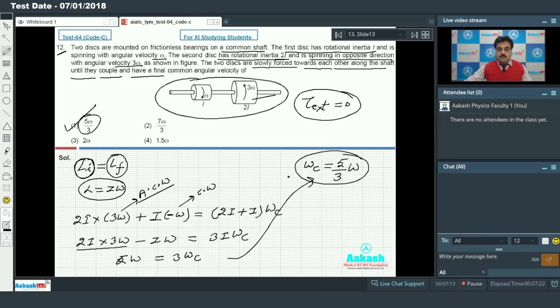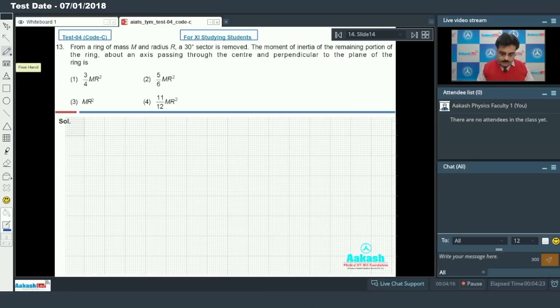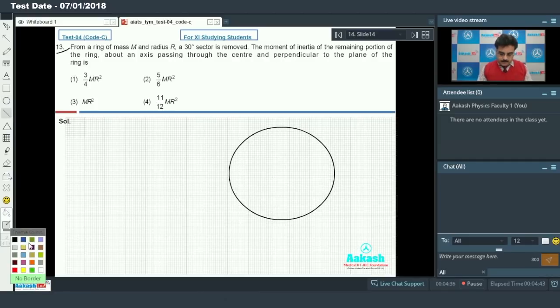So let's move on to question number 13. Now I am going to take question number 13. From a ring of mass m and radius r, a 30-degree sector is removed. This is the ring, and a 30-degree sector is removed. This portion will be removed.